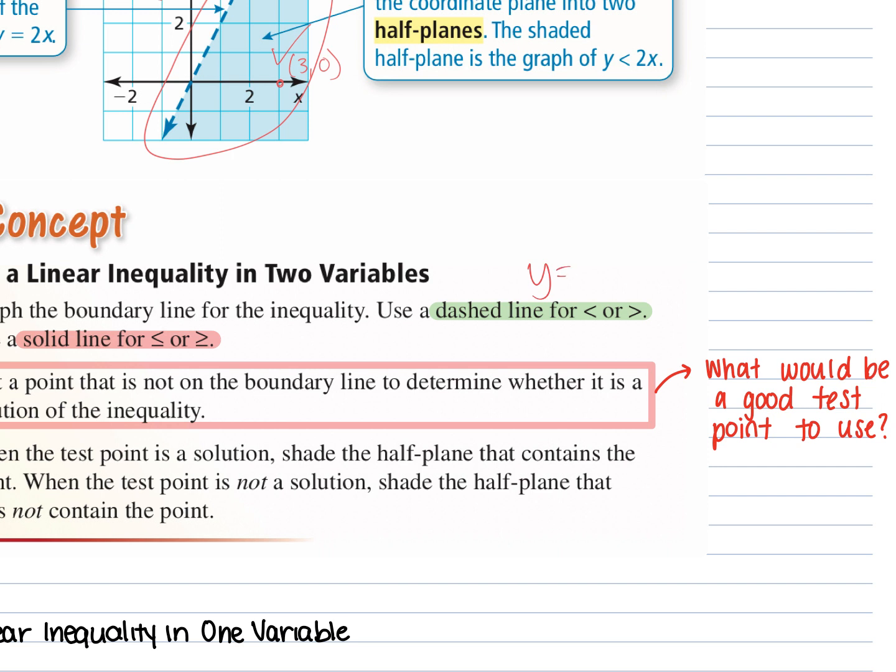I need you to write one more thing. We're always going to write our boundary line in y equals mx plus b, okay? So our boundary line is going to be y equals mx plus b, and that'll show us where our boundary has to be.